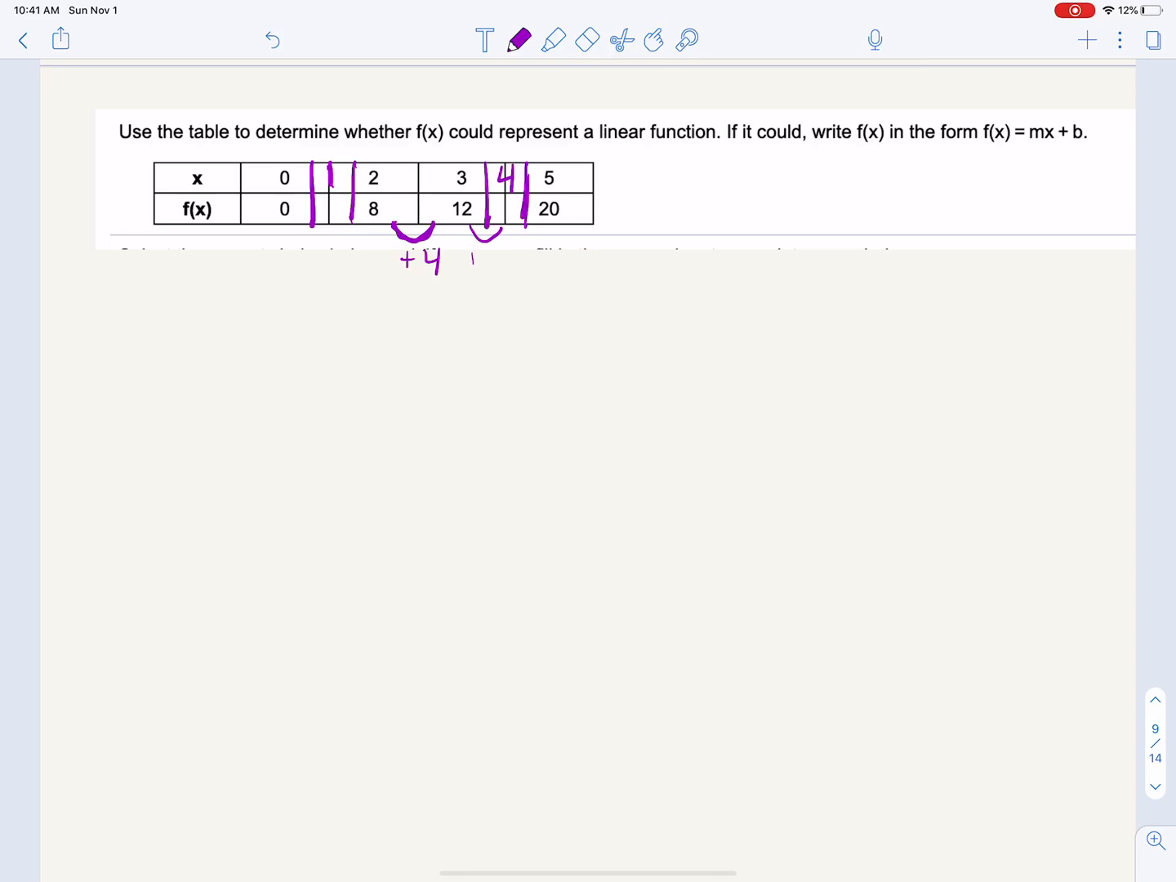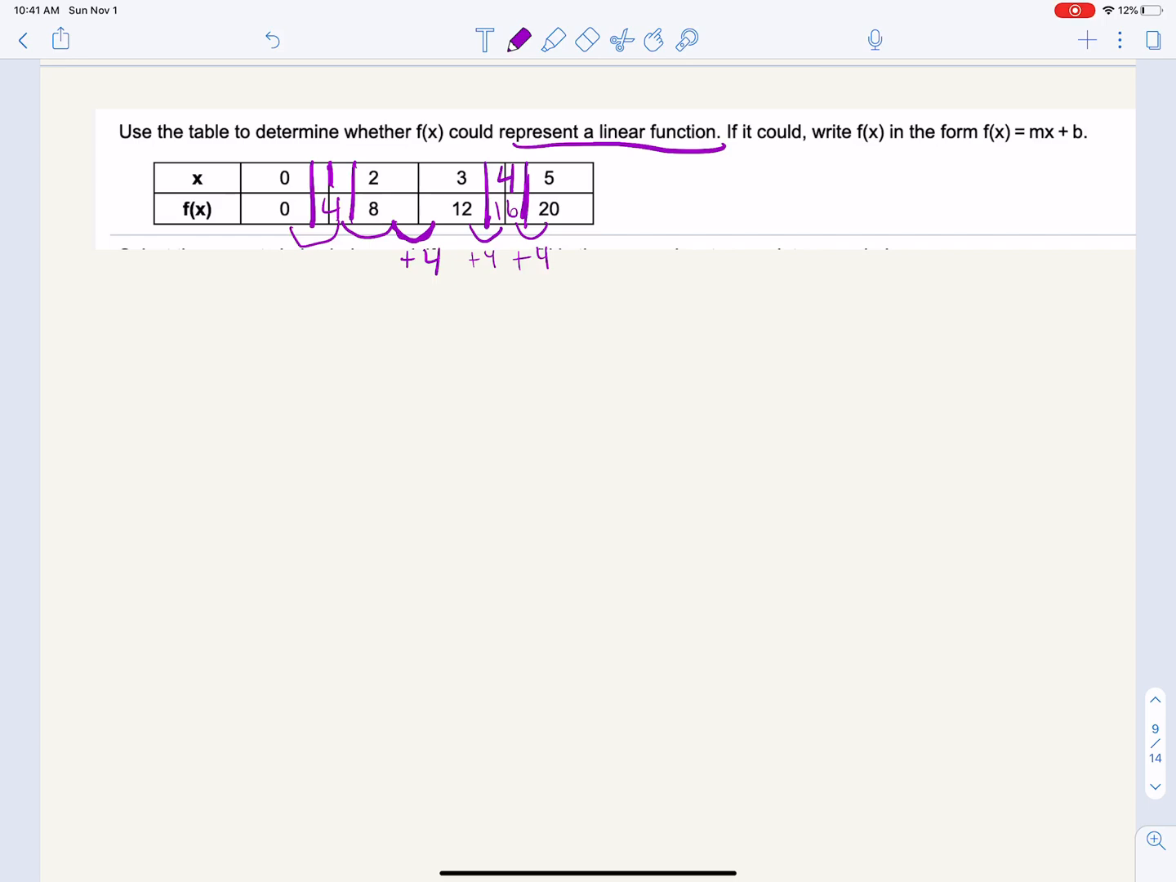So 12 plus 4 would be a 16. 16 plus 4 is a 20. Oh, okay, so that works. Let's make sure it works also going backwards. Every number on the table needs to satisfy this pattern. So 8 minus 4 is a 4, and then 4 minus 4 is 0. Yay, so this definitely does represent a linear function.